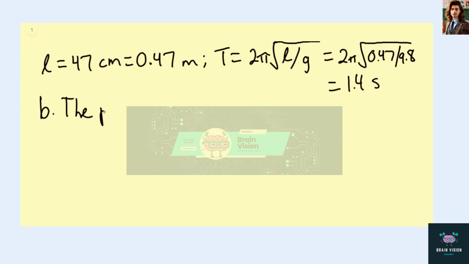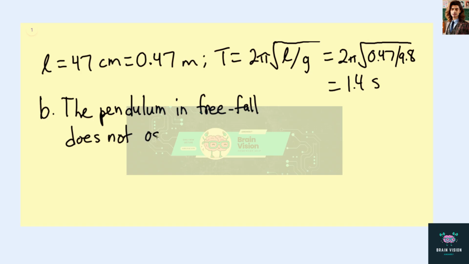So again, if the pendulum is in free fall, the pendulum in free fall does not oscillate. And we can say, therefore, there is no period. Because again, it's in free fall. There's no restoring force to cause oscillations, therefore there is no period.